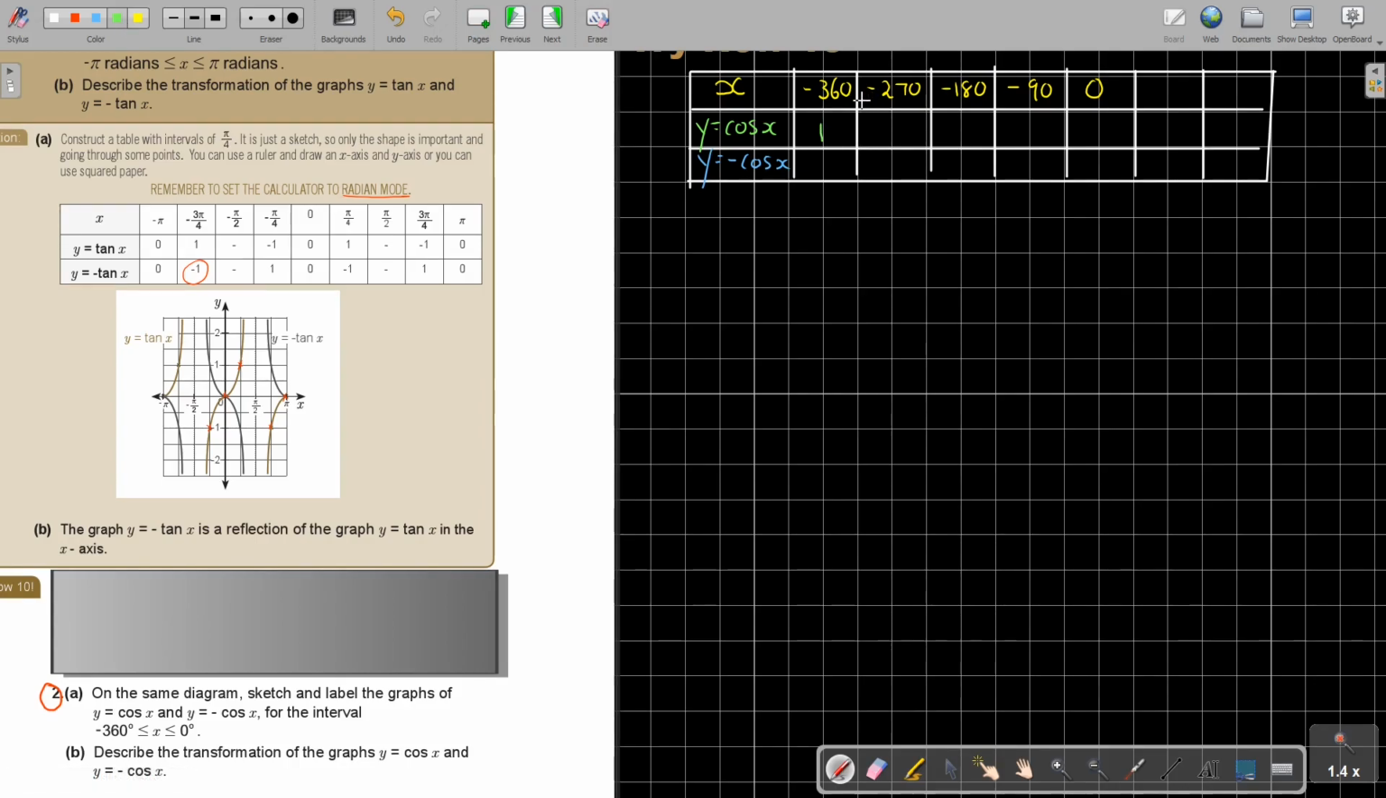Then I say cos negative 270 and I get 0. Then cos negative 180 and it's negative 1. Then cos negative 90 and it's 0. And then cos 0 and that's 1. But just remember, for the negative cos it's just taking those values and multiplying them by negative. So it's going to be negative 1, this stays 0, this becomes positive 1, this is 0, and this is negative 1.